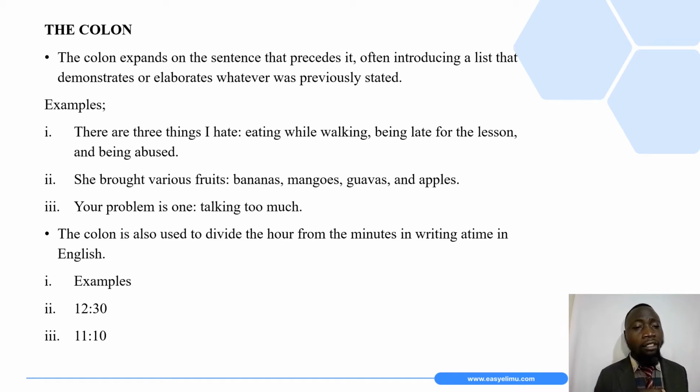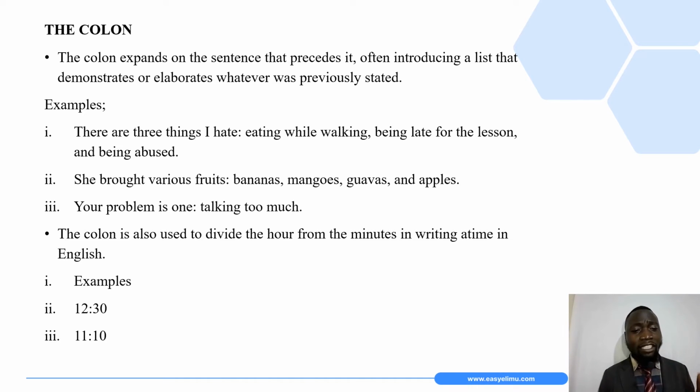Another use of the colon, students, is that it is also used to divide the hour from the minutes in writing a time in English. So when writing time in English, we normally use the colon to divide the hour from the minutes. Again, if you look at the examples that we have, there is 12:30 p.m. In between 12 and 30, there is a colon. Again, 11:10 a.m. In between 11 and 10, there is a colon.